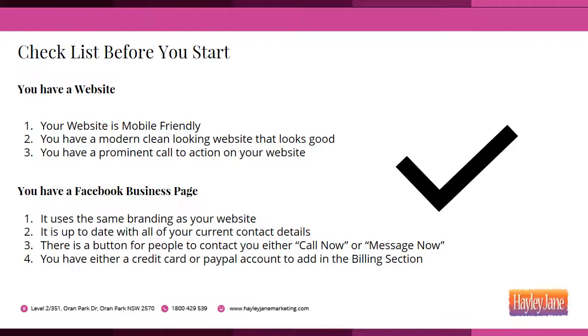Just before we start here, we'll go through a checklist of what you need to have before you go into doing successful Facebook advertising. Number 1, you need to have a website. Your website also needs to be mobile friendly, as most people are accessing Facebook from their mobile phone, and they will be clicking from the Facebook ad and it will link to your website on their mobile phone. So if your website is not mobile friendly, you do not want to be sending people there.